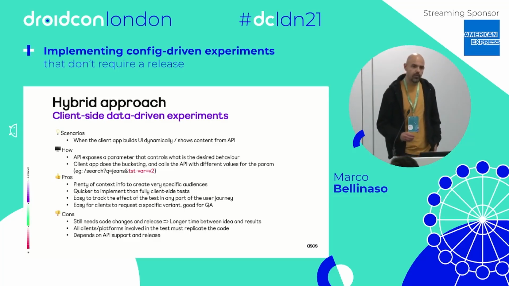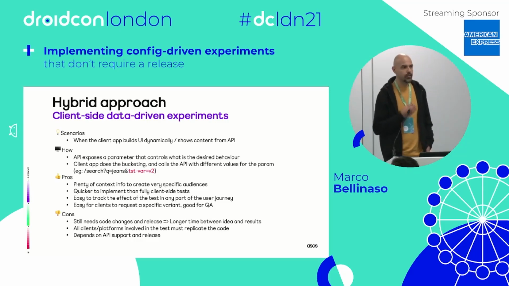The downsides, however, are also very similar. So you still need to release a new version of the app every time there is a new test implemented. But in addition to that, in this case, there is also a dependency on the backend, because it's a combination of things, right? So there is a change on the client side to send the new parameter and to do the bucketing, and there are also changes on the backend to be able to support the new parameter and then return a different response. So, of course, you have to synchronize the changes on the client side and on the backend.